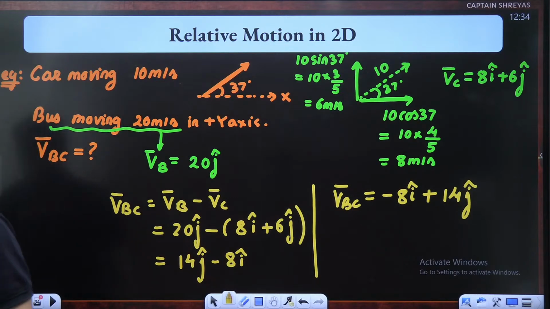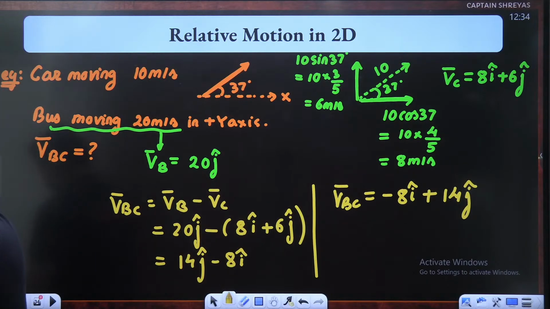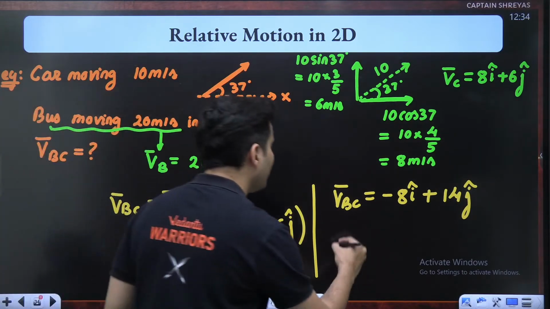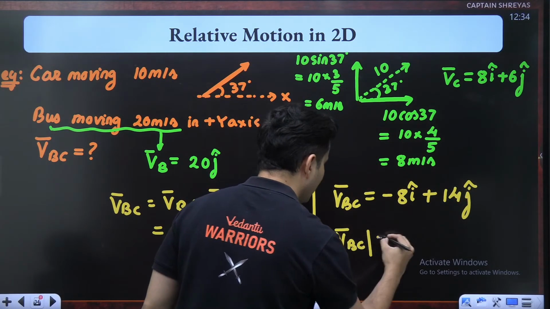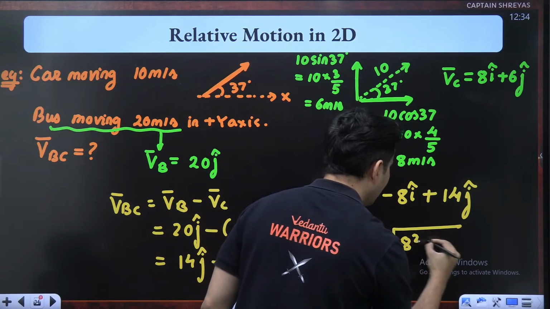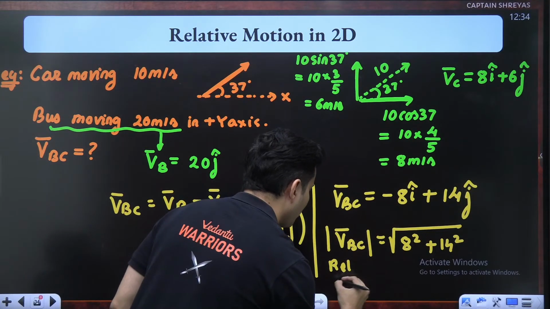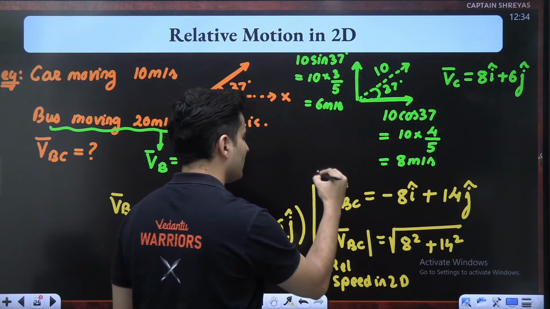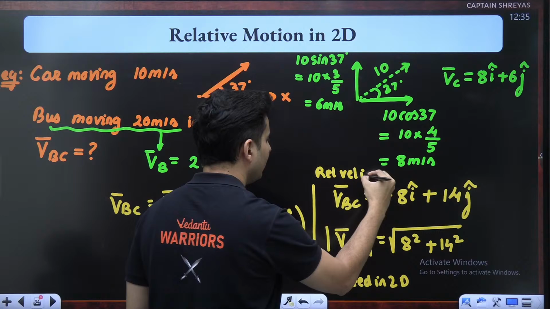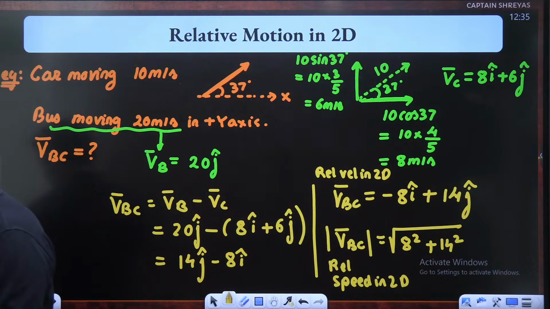Everyone with me? This is how you solve these questions if they ask you in this manner. If they ask you the magnitude of the velocity, meaning the speed, so the modulus of VBC, it will be root of 8 square plus 14 square. So this would be the relative speed. This was your relative velocity in two dimensions, because both i cap and j cap are there. Cool. Understood this concept? Awesome.